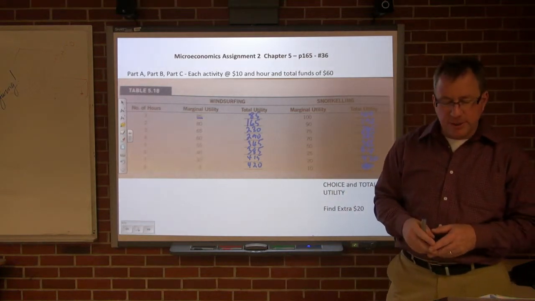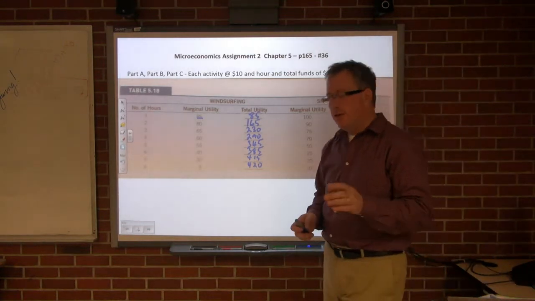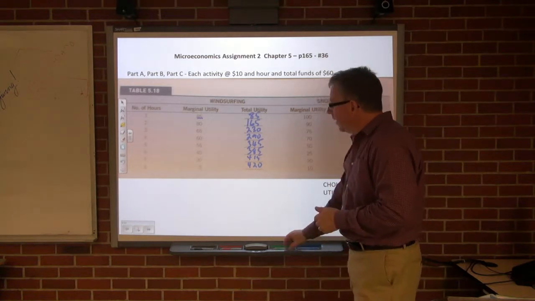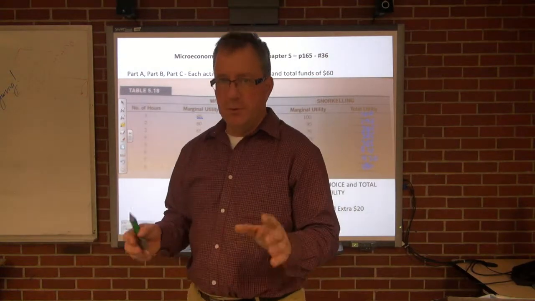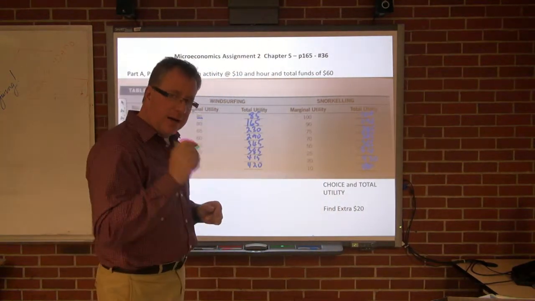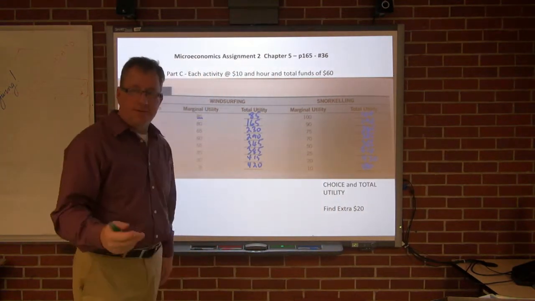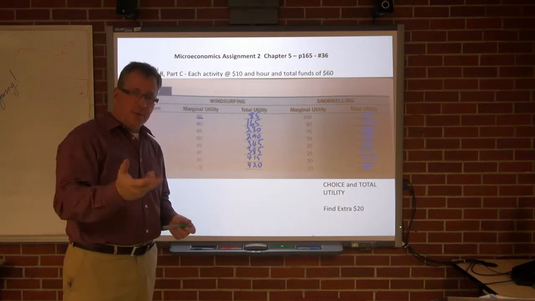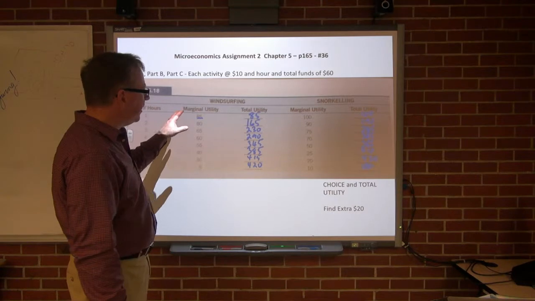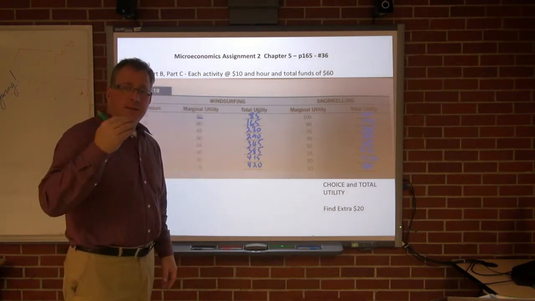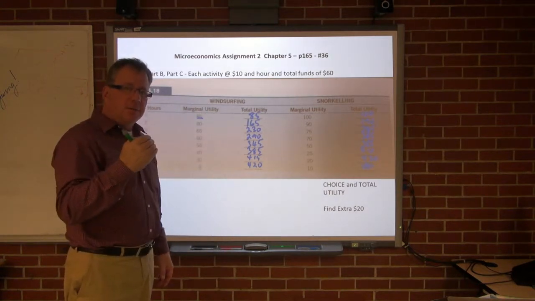We have a $60 budget, and we want to maximize utility. So here's the process that we need to do. We need to find the things that pleasure us most, okay? So let's start off with our first hour of things. We have $60 in our pocket. We're going out with $10. We're going to spend it on one or the other. We're going to go windsurfing, or we're going to snorkel. The challenge is that we need to determine which one we like the most.